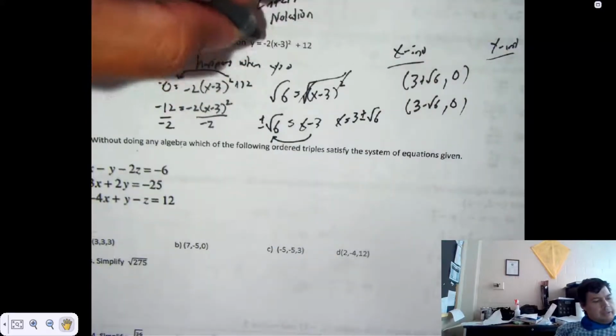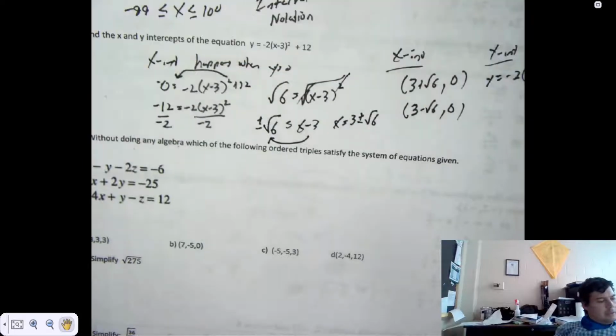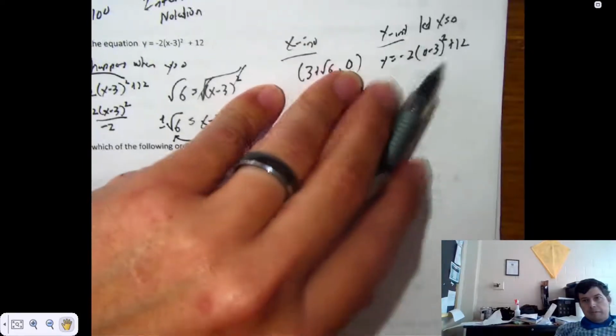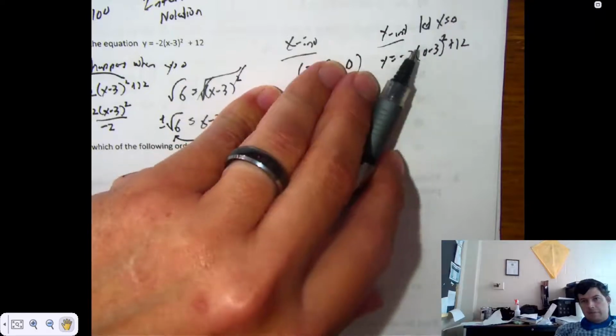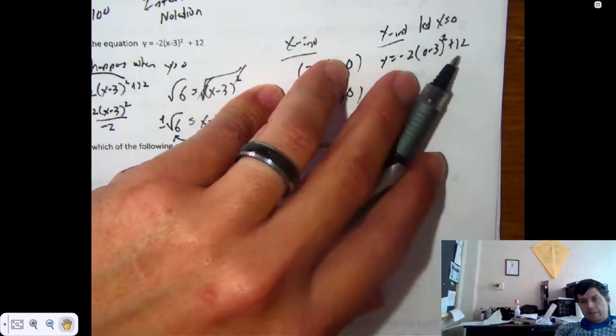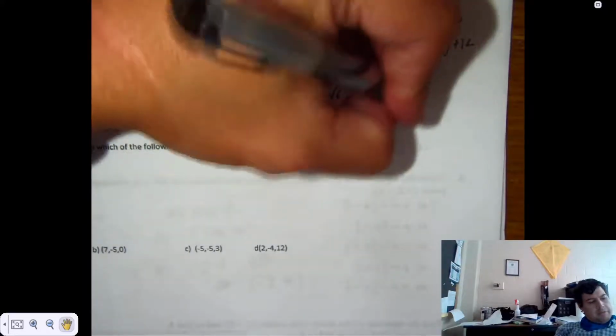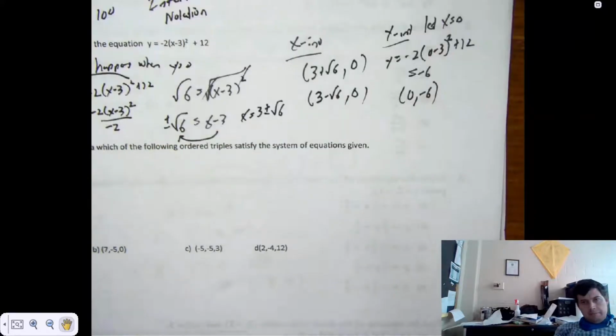And I'm just going to show that work here. Y equals -2 times (0 minus 3) squared plus 12. If I square this piece in the middle, that's a 9. Times -2 is a -18. Add 12, I get a -6. So my y-intercept happened at (0, -6) because I let x be 0. And there's that guy. Expect to see that guy tomorrow.